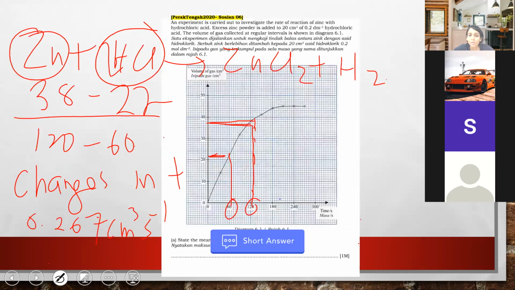Okay, if you look here, why is my graph decreasing? You must be thinking, teacher, I don't see the graph decrease. The rate of reaction is decreasing. As you go up, the rate becomes slower. Why? Because I'm using up all my reactants. When I'm using up all my reactants, my rate of reaction will become slower. So that is the concept.